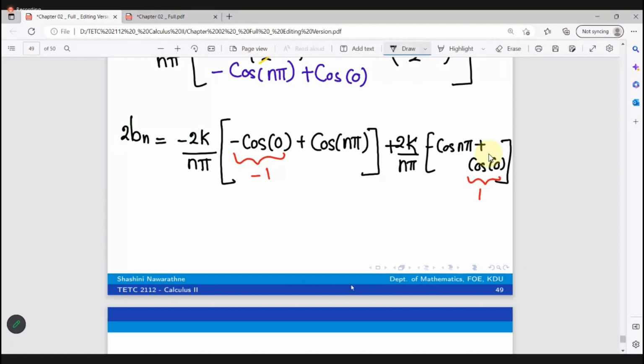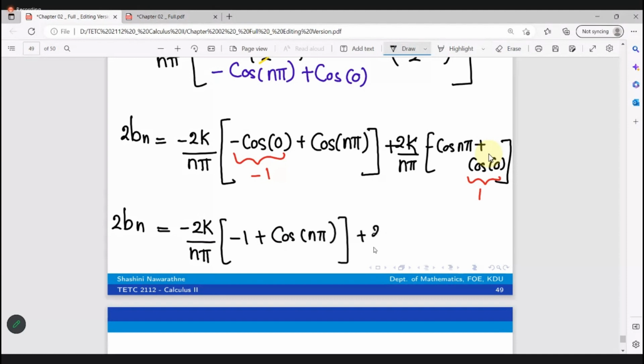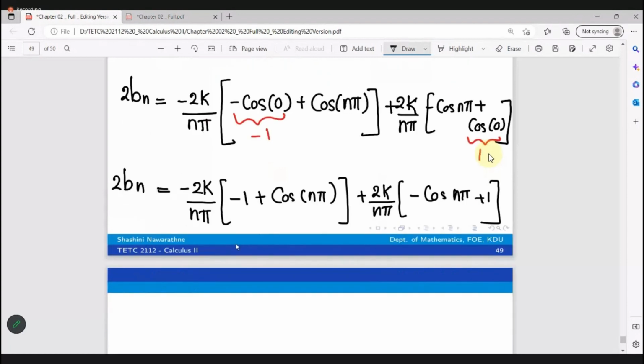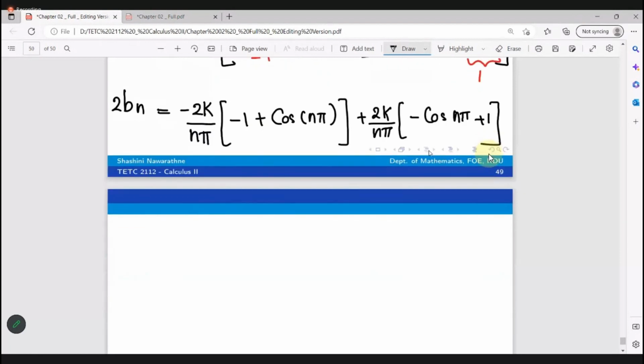Okay, so let's write 2 times bn equals 2k over n5 times (minus 1 plus cosine n5) plus 2k over n5 times (minus cosine n5 plus 1). Okay? Here we can see that this 2k over n5 term is common.